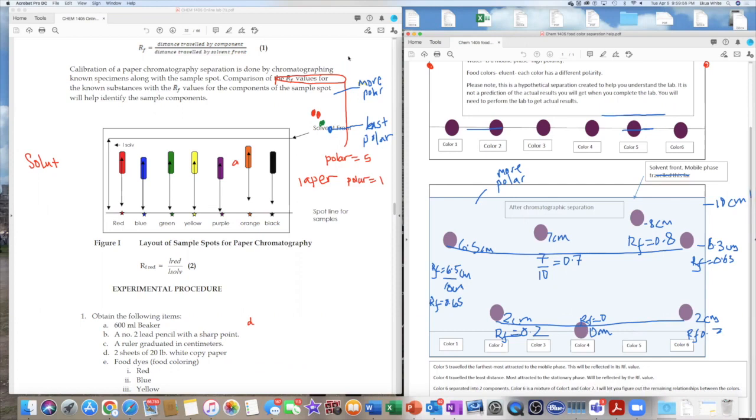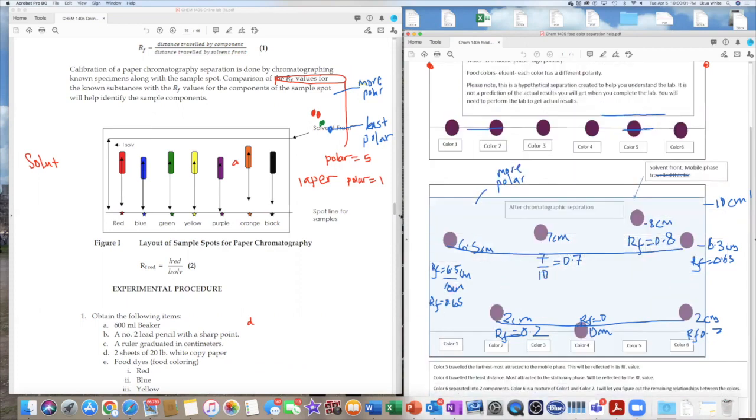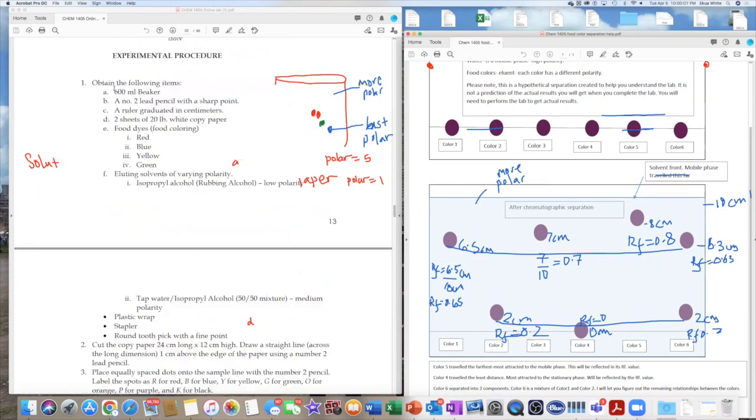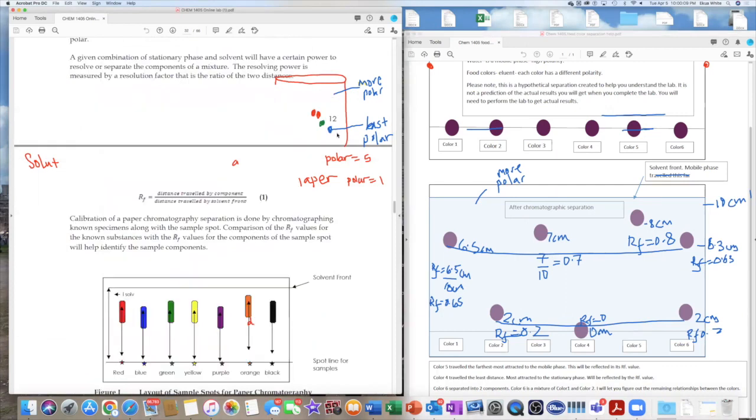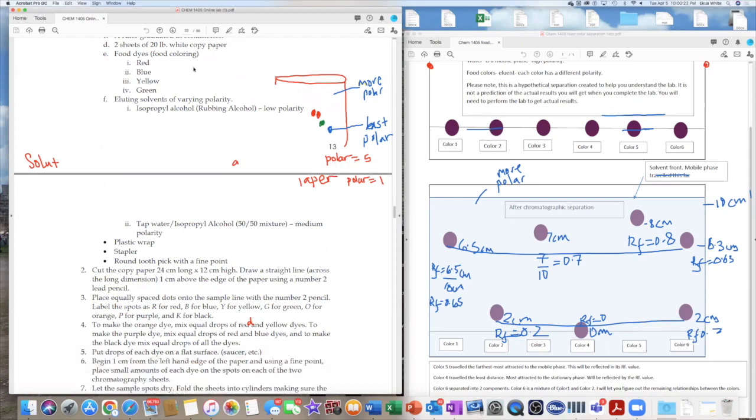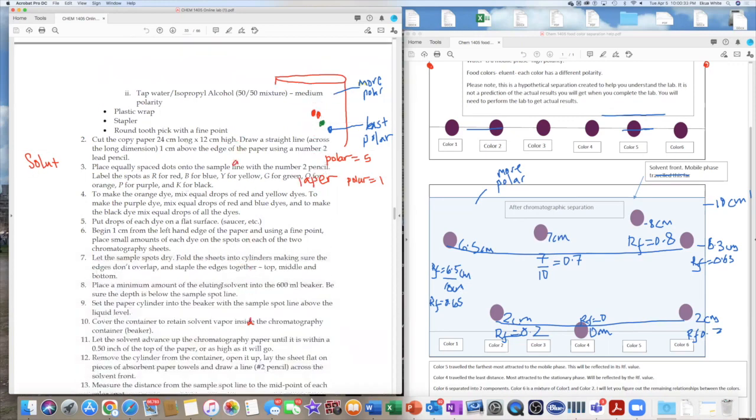Okay, so essentially this handout I already have posted should help you make sense of this. So in your experiment, of course, it's telling you what to use. You're going to be using a beaker. That's essentially the beaker I drew up here. I've already erased it. The pencil is where you're going to be marking the spots before you spot the colors on there. The white copy paper is what's going to be used as the stationary phase. You have the colors red, blue, yellow, and green.